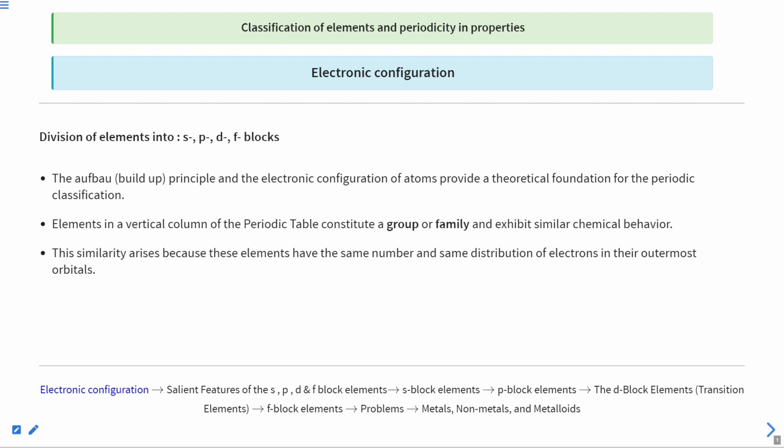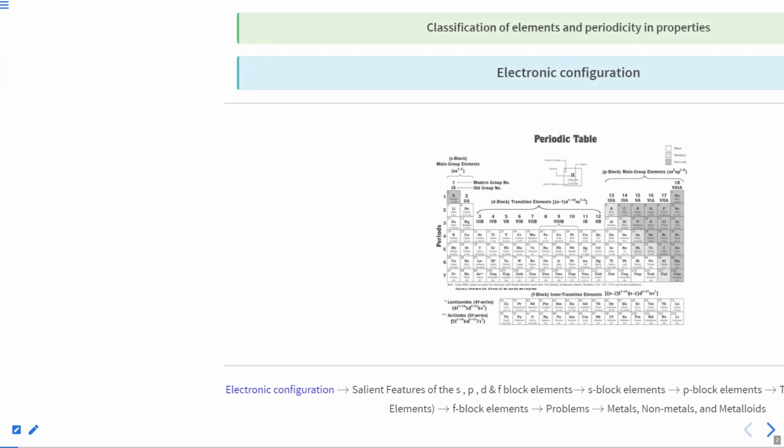The above principle, which is also called the build-up principle, the electronic configuration of an atom, provides the theoretical foundation of the periodic table. Elements in a vertical column of the periodic table constitute a group or a family and exhibit similar chemical behavior. If we move along the group, they have the same electronic configuration and exhibit similar properties. The similarity arises because these elements have the same number and same distribution of electrons in the outermost shell.